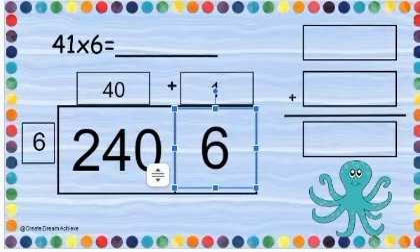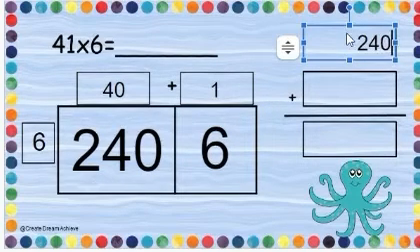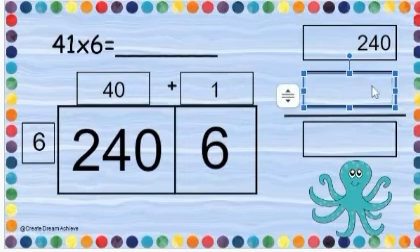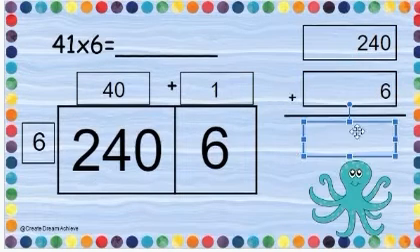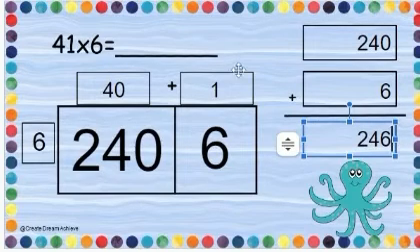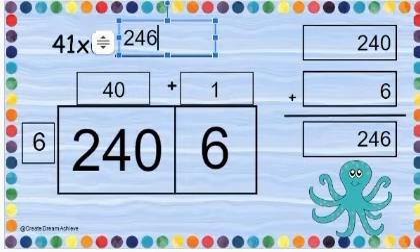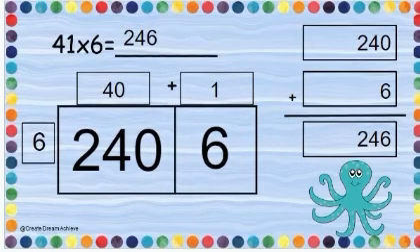Great, now that we have multiplied our two numbers together, we're going to add those two together on the side over here. So we have 240 plus 6 equals 246. Therefore, 41 times 6 is 246.